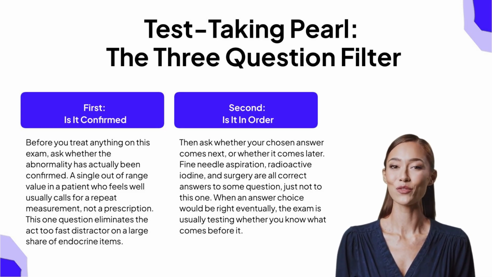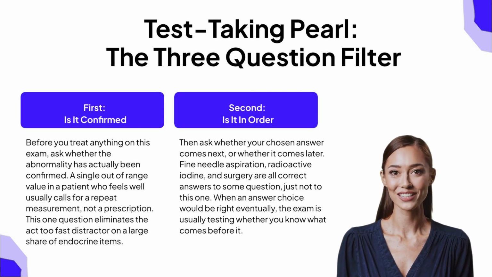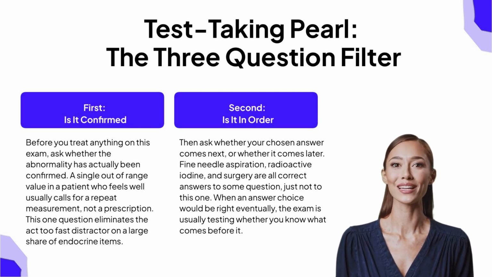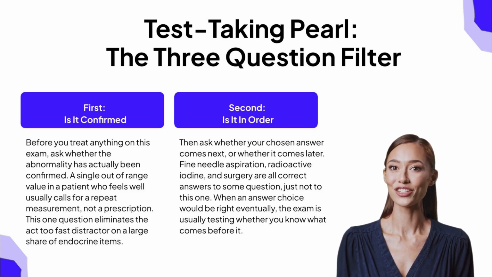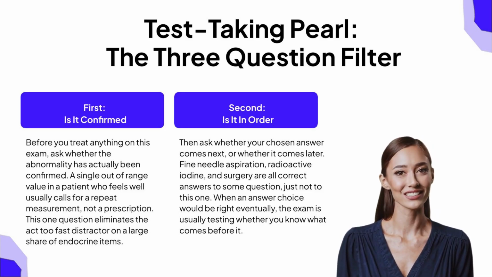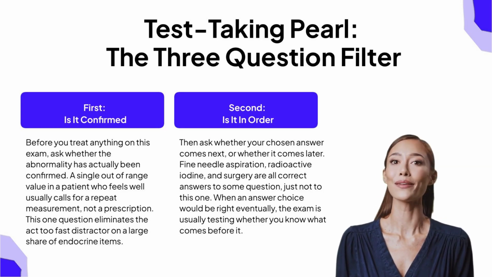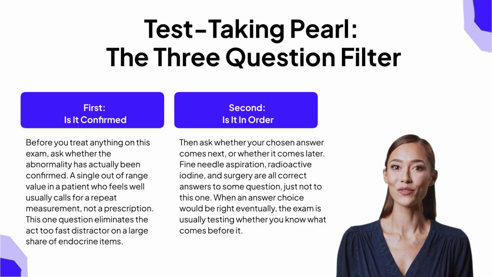Ask whether the answer you're drawn to comes next or comes later. Fine needle aspiration, radioactive iodine, and thyroidectomy are each the correct answer to some question, just not this one. When a choice would be right eventually, the exam is testing whether you know what comes before it, confirmed and in order. 2 questions, and a great many thyroid points.